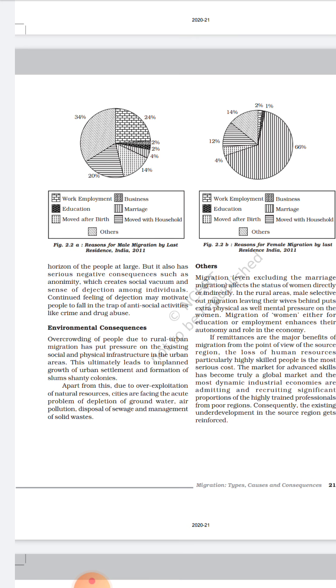There are some other factors also. When male migrants move from one area to another, it puts extra physical and mental pressure on women. And because of migration of highly skilled labor, the source place is left underdeveloped in comparison to the place migrated to. So these are the reasons and consequences of migration in our country.